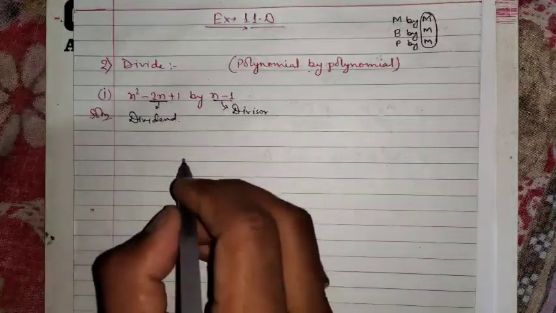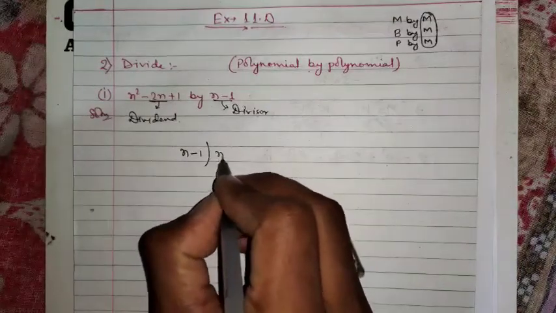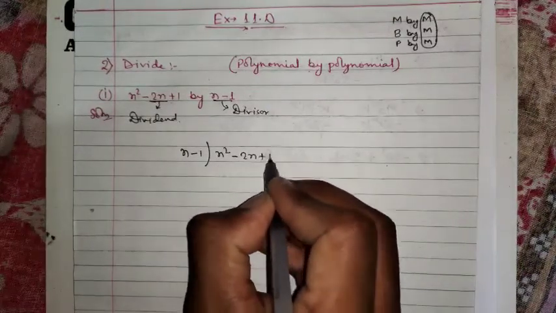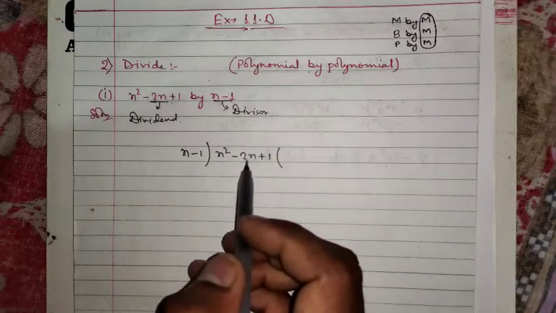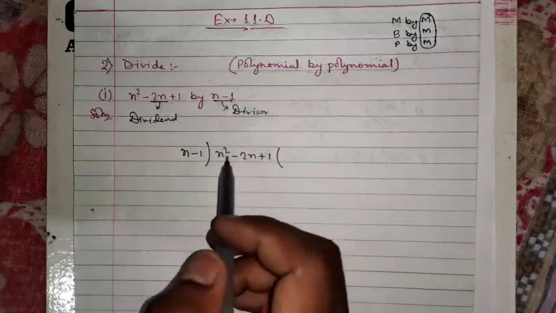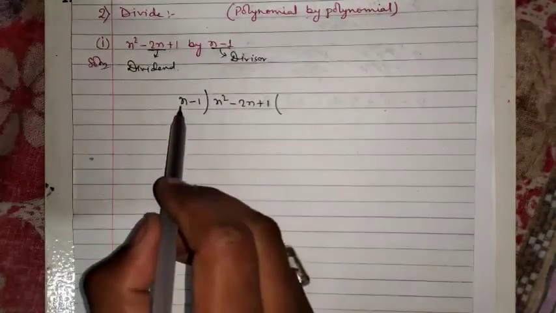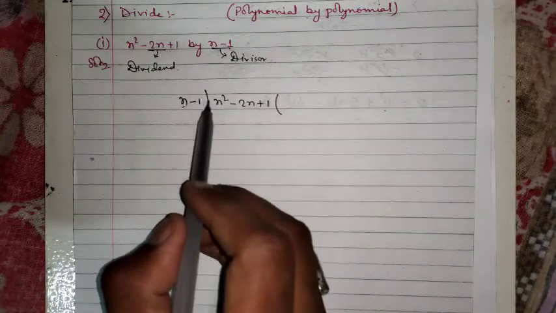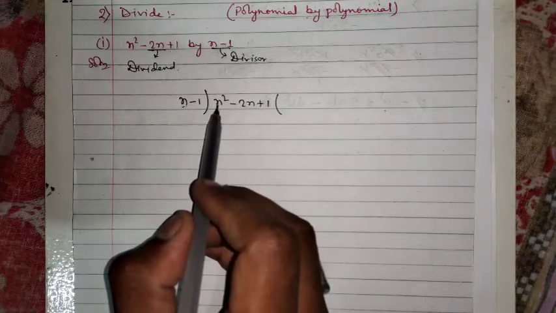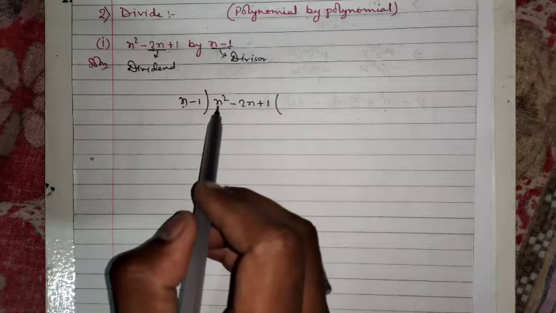And we all know that in the division method the divisor is kept like this, and then the dividend n square minus 2n plus 1. This one is the divisor and this one is the dividend. Now like this we have to set the question first. Now the next step is to take the very first term of the divisor and match it with the first term of the dividend.